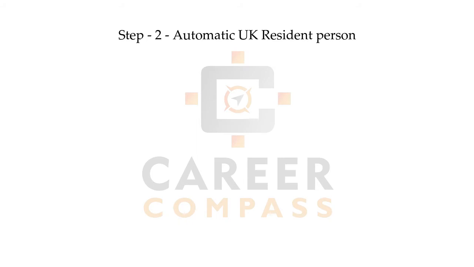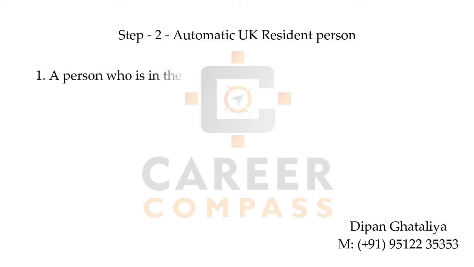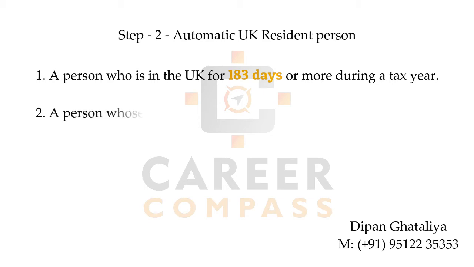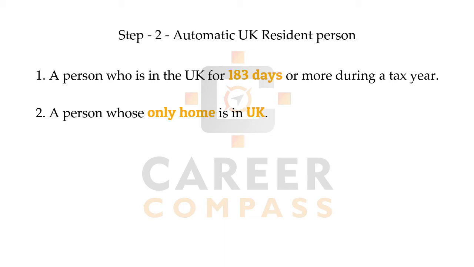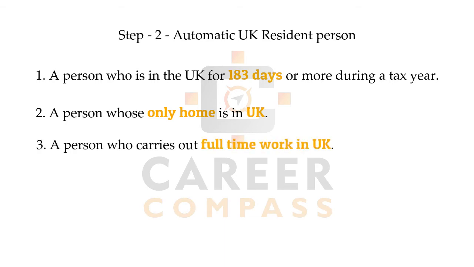Then students, let's come to the second step, that is the automatic UK resident. If the person qualifies for any of the below conditions, then he will become an automatic UK resident. The first condition is that if any person stays in the UK for 183 days or more, then he will become an automatic resident. If the person has a home, the only home, in the UK, then he will become a UK resident. And if that person is carrying a full-time job in the UK, then also he will become a UK resident. For that, the number of days is irrelevant.